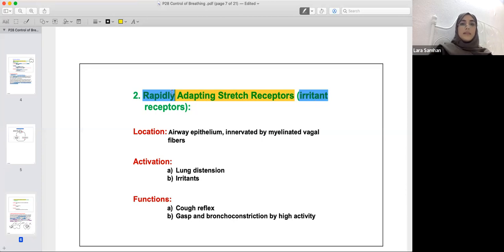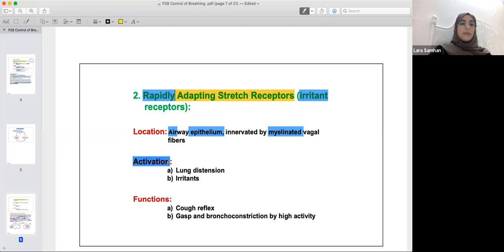Okay, so where is this available? It's available in the epithelium. Epithelium of what? Since we're talking about the lungs, of the airway epithelium. It has a myelinated vagal nerve. So both nerves, for the rapidly and the slowly adapting receptors, are myelinated.